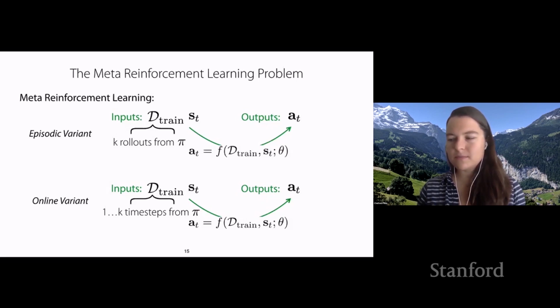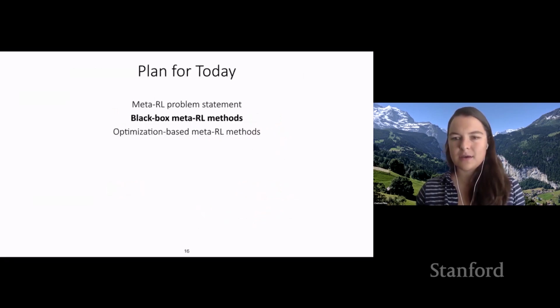Okay, so that's the meta-RL problem. Next, we'll talk about black box approaches if there aren't any more questions on the problem.